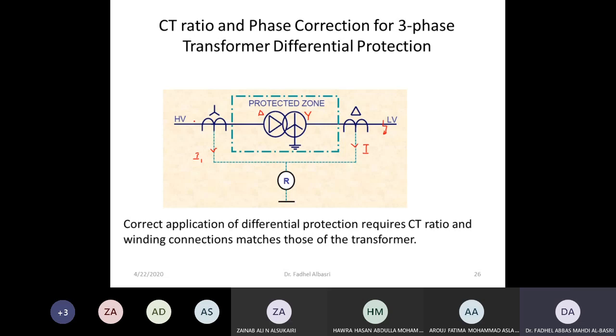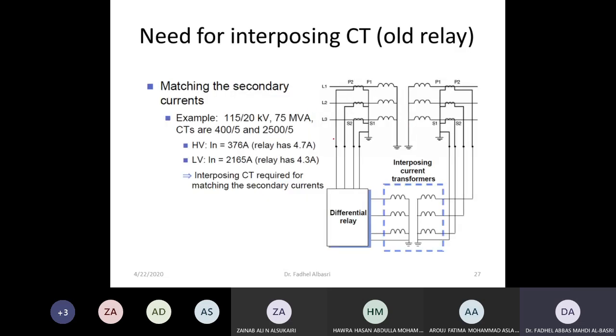The second thing I would like also to correct is the magnitude. This magnitude has to be the same as this magnitude by choosing the proper CT ratio. Okay, I'll show you now how we correct phase and magnitude in old types of relays, in electromechanical relays.